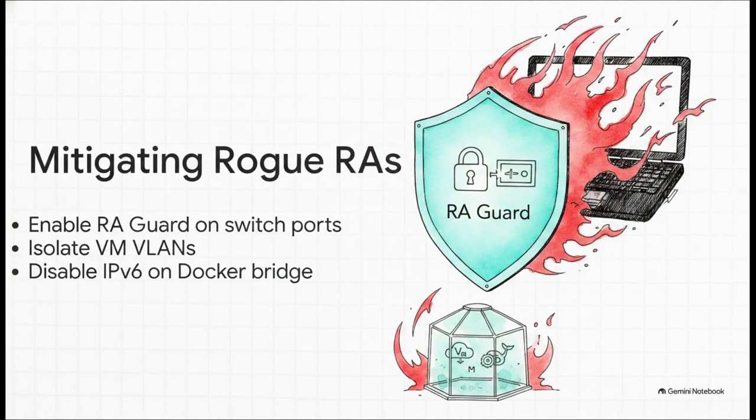Speaking of router advertisements, pretty much anyone can spin up a machine that accidentally starts broadcasting them, effectively hijacking your local network. So the crucial point is this: RA Guard is your absolute best defense. Turn on RA Guard on your switch access ports to kill these rogue announcements right at the switch level. On top of that, it's just good practice to isolate your virtual machine traffic on separate VLANs. And if you aren't actively using it, explicitly disable IPv6 on Docker Bridge networks by modifying that daemon.json file.